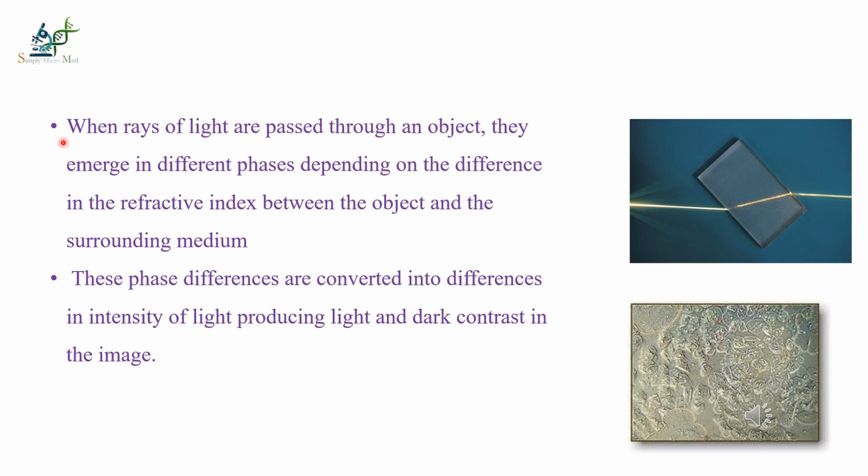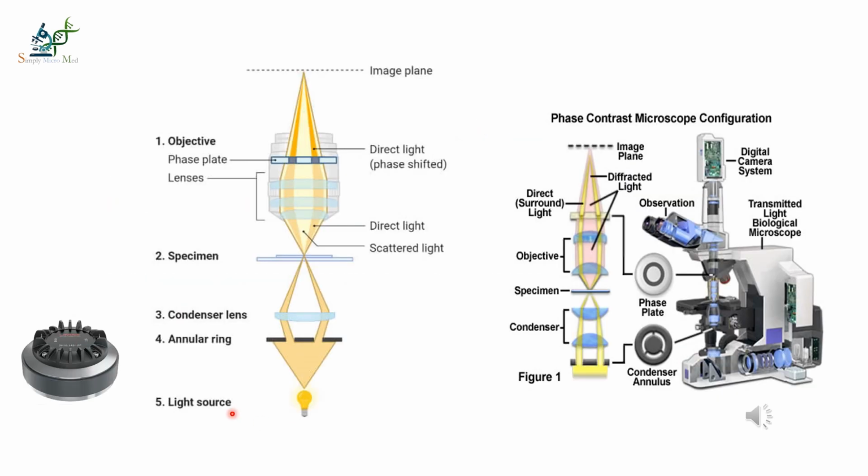When light rays are passed through an object, they emerge in different phase depending upon the difference in the refractive index between the object and the surrounding medium. These phase differences are converted into difference in intensity of light, producing light and dark contrast in the image. And this is the principle of phase contrast microscope.